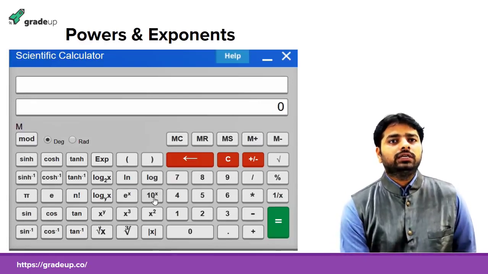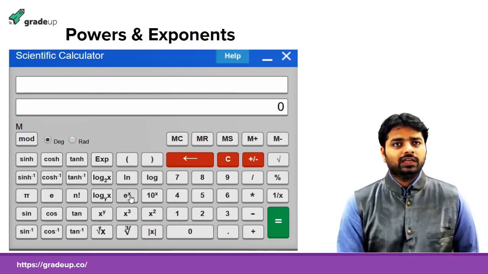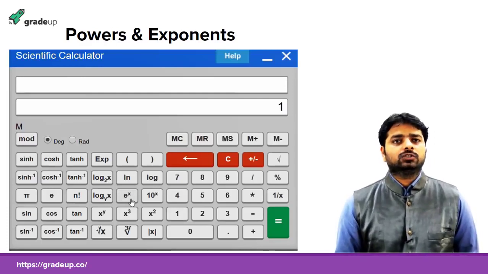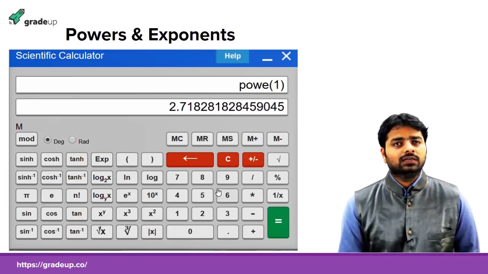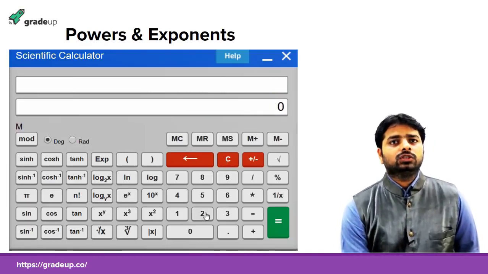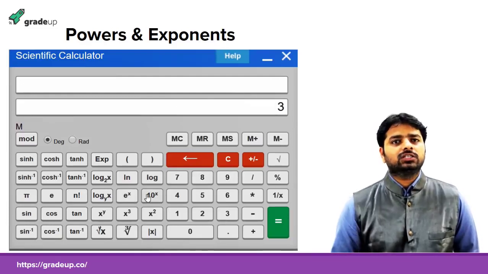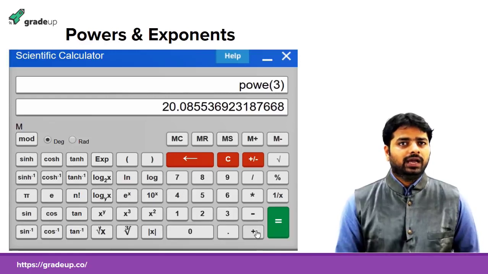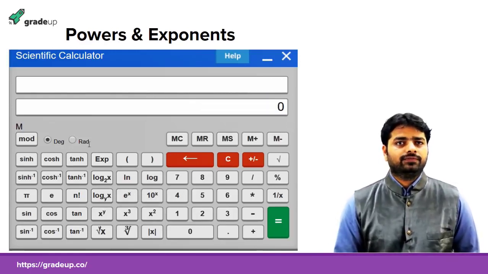Now we go to e to the power of x. E you already know, that is the value of e. Now x, so press x first, that is 1, e to the power of 1, which will be 2.718. Then e square, so press 2, then press e power x, you find e square. Similarly e power 3, and any other value you can calculate using e to the power of x.